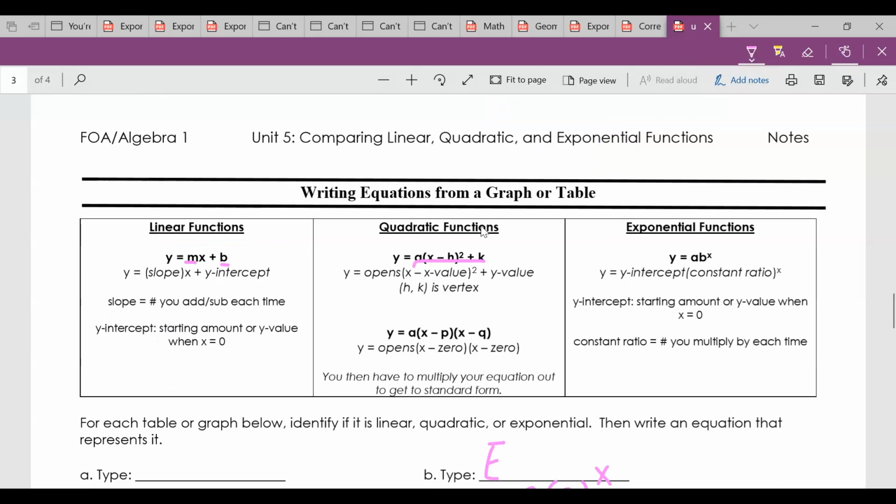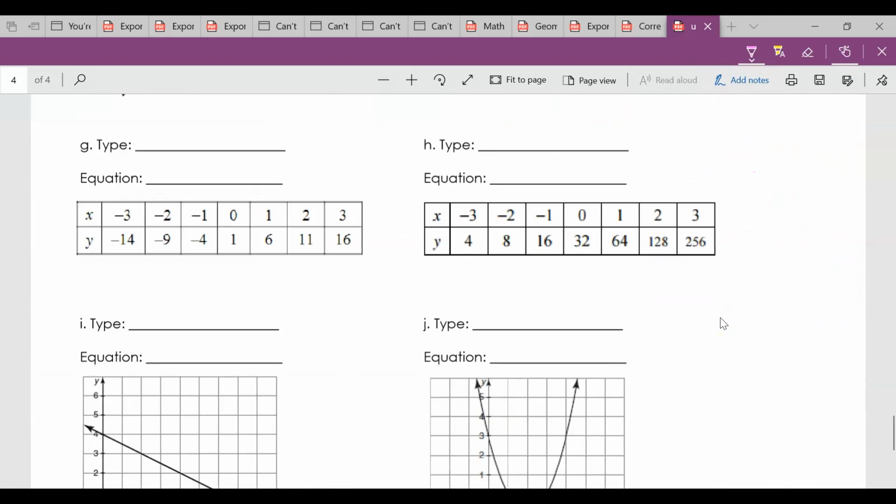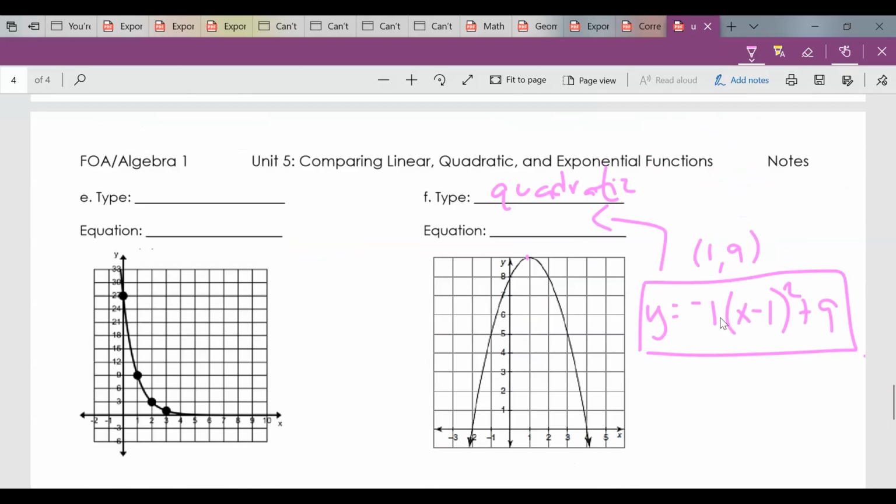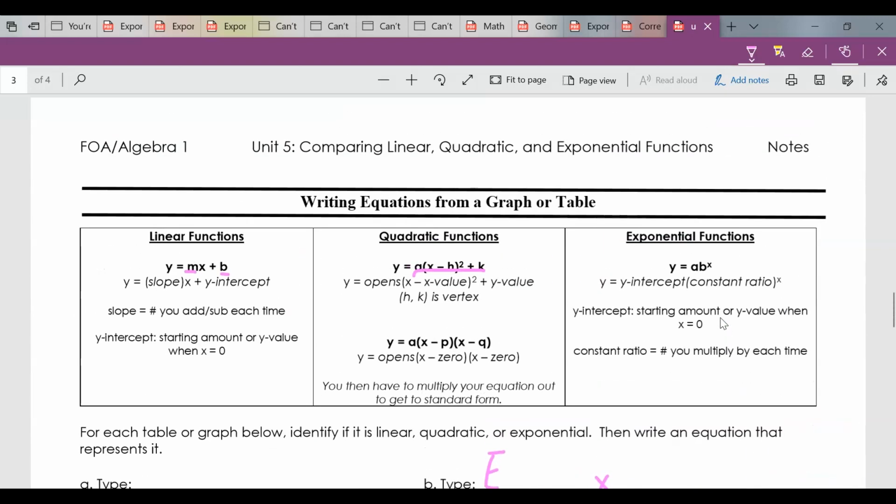Okay. When you do the tables, you're always going to want to look for the x-intercept. Remember, that's where x is equal to 0. That's going to help you write whichever type of equation it is. If you look up here, they have very clear explanations of how to get your slope, how to get your y-intercept, how to get your constant ratio. If you look at this, you just plug them straight in to what it says, and it's going to be a pretty easy way to write your functions.